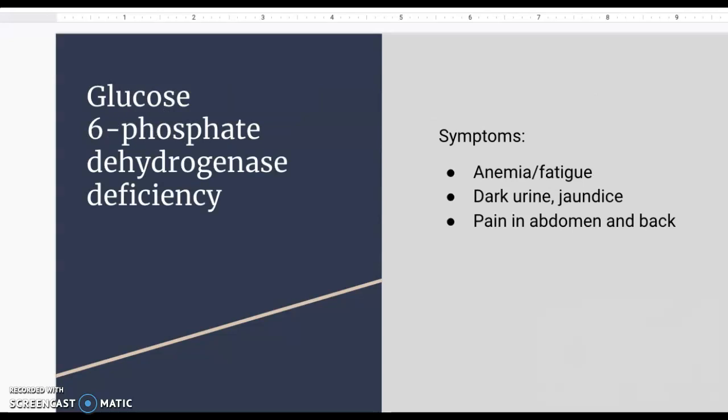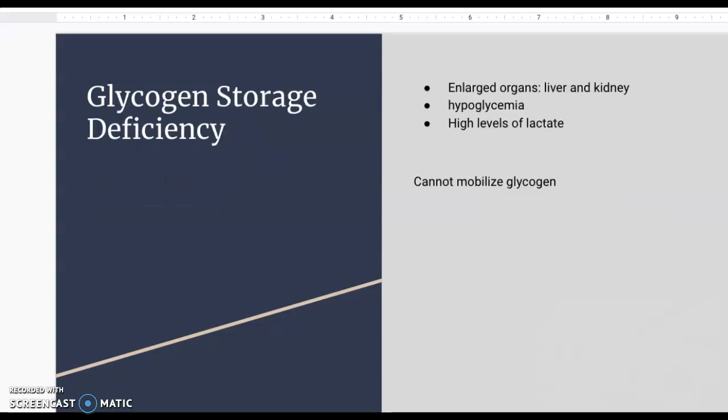Glucose 6-phosphate dehydrogenase deficiency. So the symptoms for this are anemia, fatigue, dark urine, jaundice, and pain in the abdomen and back. There were no signs of anemia or fatigue. There wasn't any dark urine, no mention of jaundice or pain anywhere. So the answer was glycogen storage deficiency.